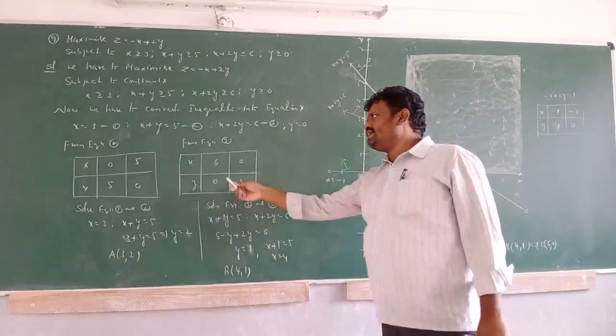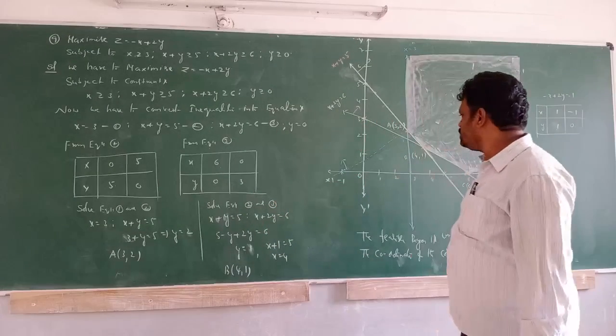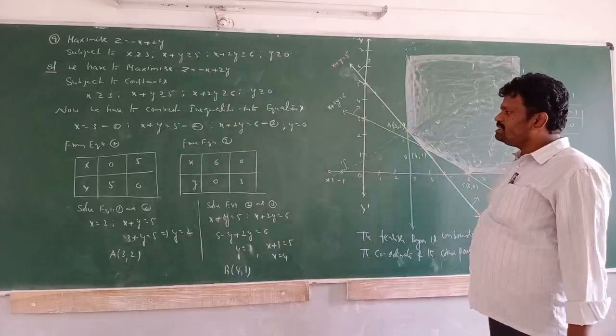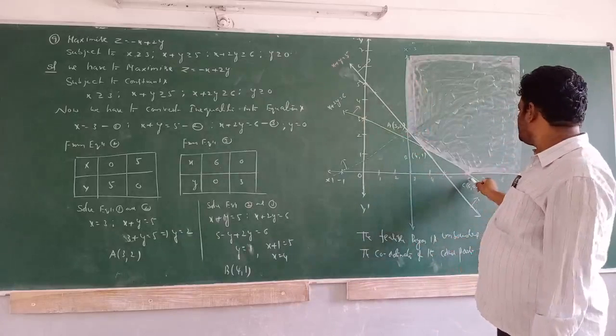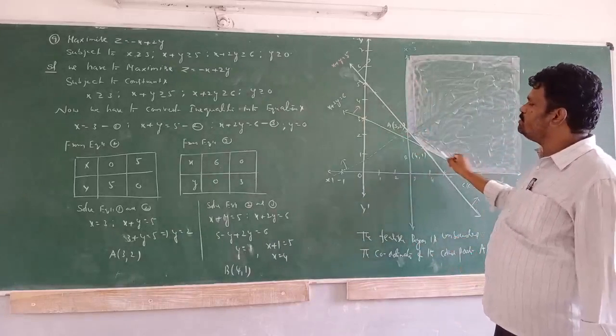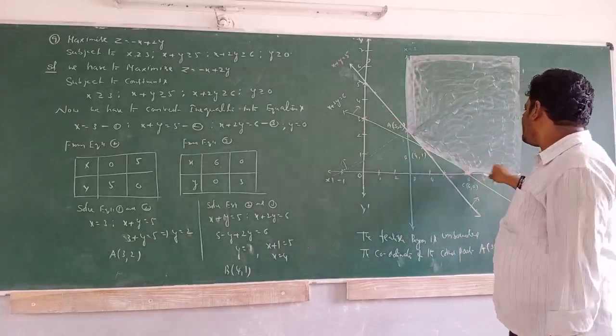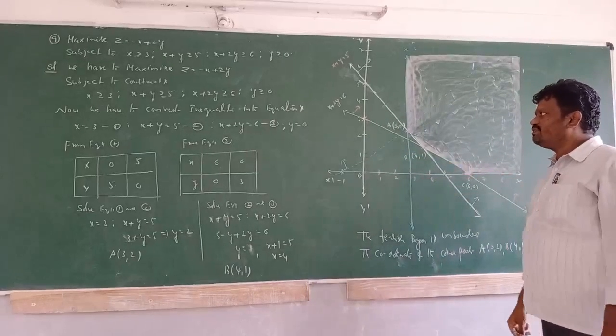And similarly, x is equal to 6, y is equal to 0. So here means the 6 value. And again, what more? y is equal to 3, x is equal to 0. The green line represents the second equation. Okay?